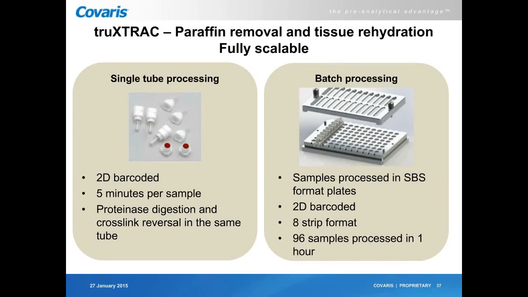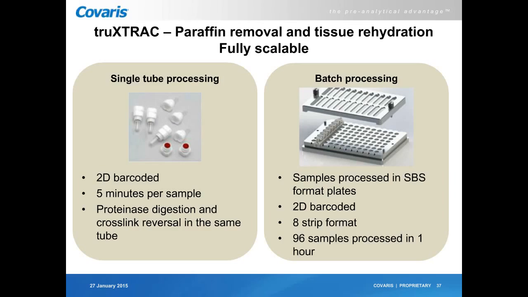And so we have really different ways of processing these samples with AFA. It can be single tube processing, in this type of tube. Each tube is individually 2D barcoded. It's overall 5 units per sample to remove the paraffin. The proteinase digestion and the crosslink reversal are done in the same tube.